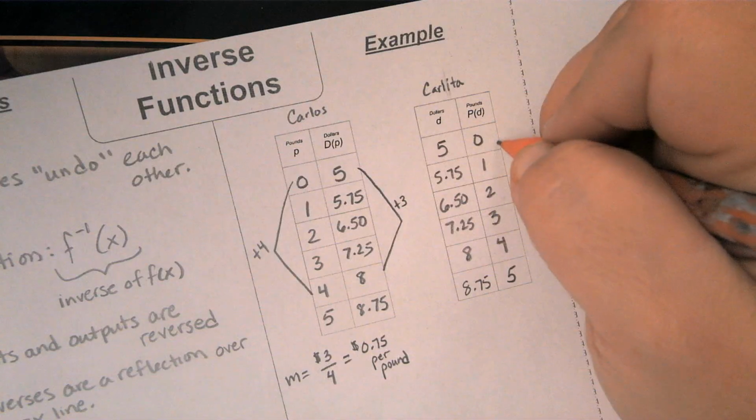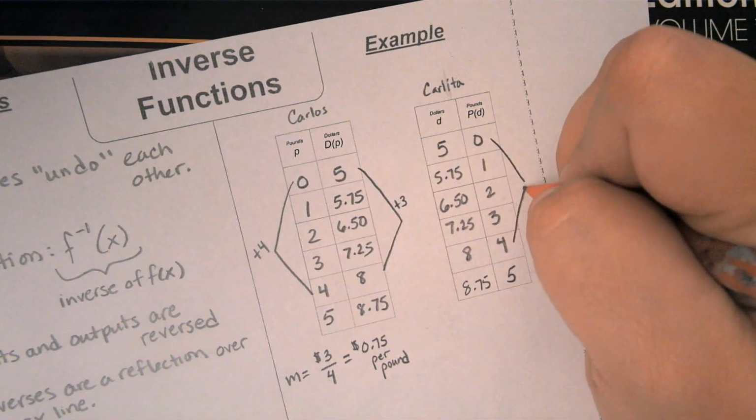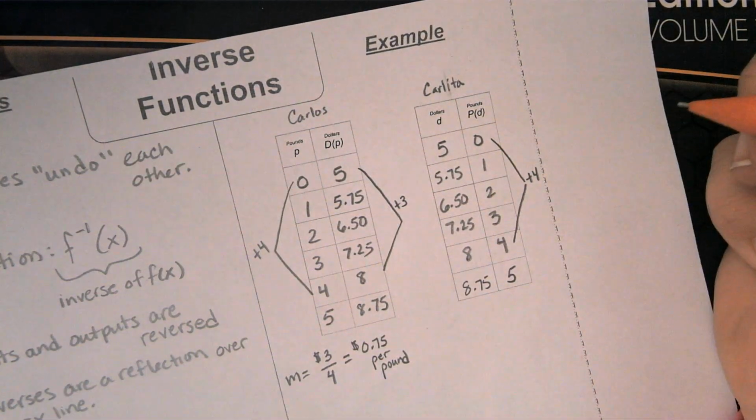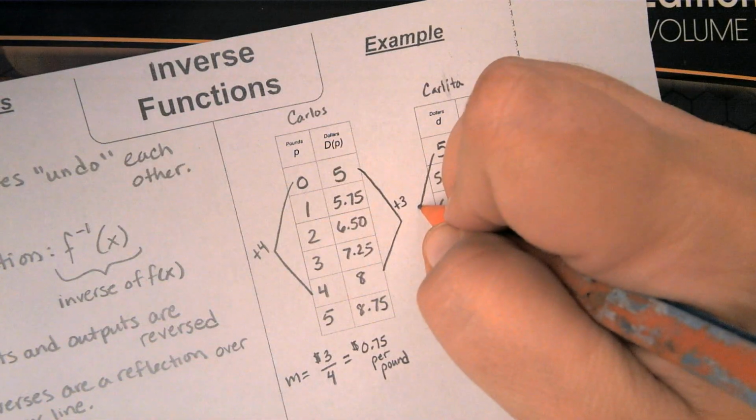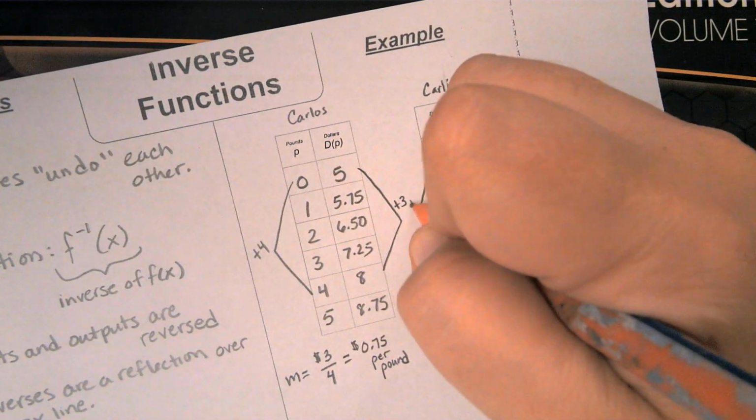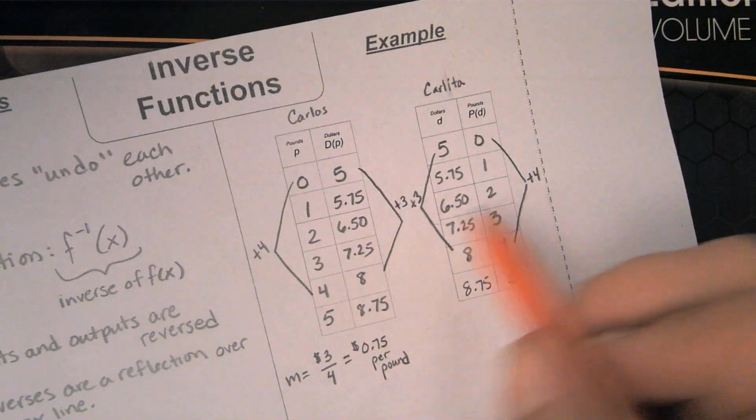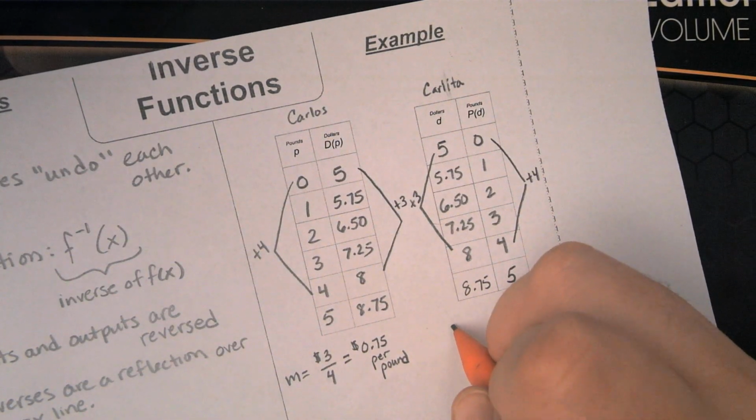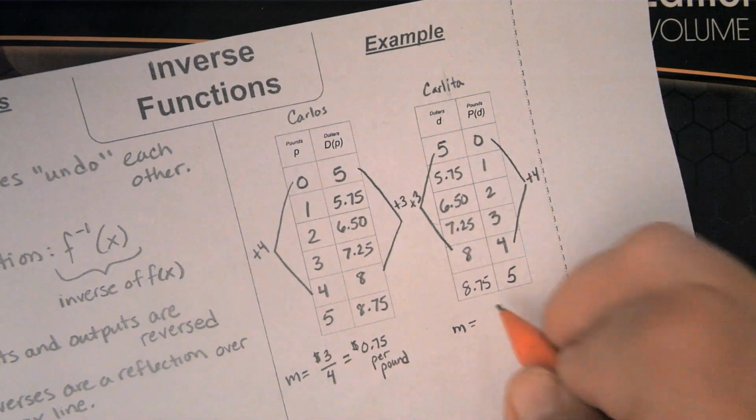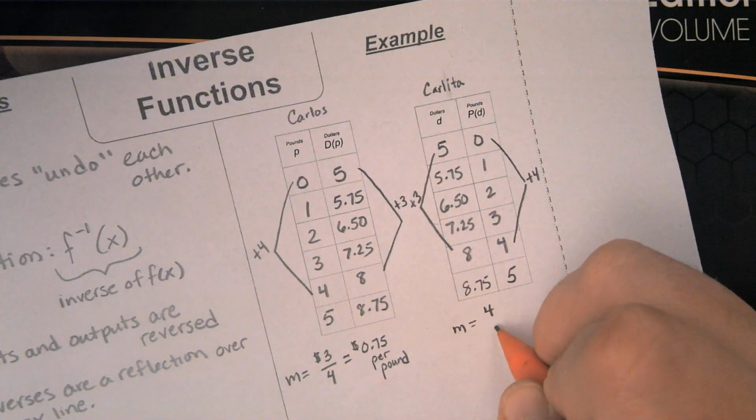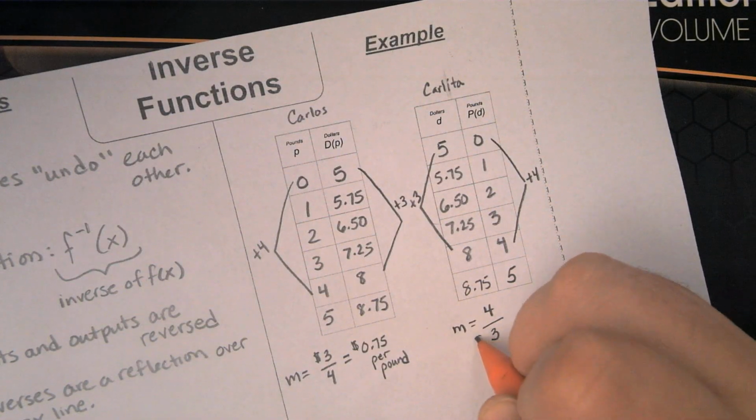And then we can show the same thing: from 0 to 4 was adding 4 on this side, and when we go from 5 to 8, we're also adding 3. So hopefully we can see that the numbers are swapping. When we write our slope for this one, it was 4 pounds over $3.